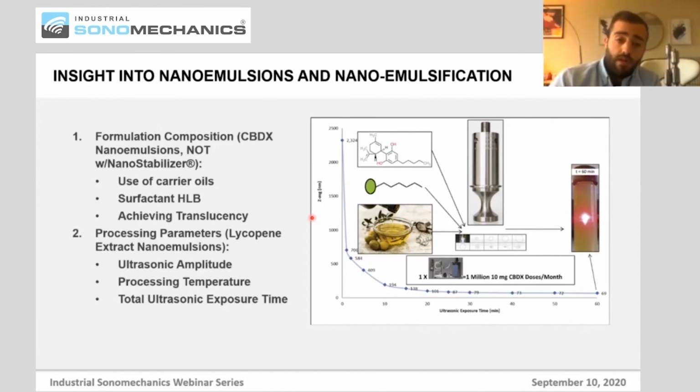For a lycopene extract nanoemulsion, again, lycopene is the chemical or the hydrophobic species in tomatoes and other red fruits and vegetables that give it its red character. And we'll look into how nanoemulsions of this type exposed at different ultrasonic amplitudes and processing temperatures affect what's called the processing rate or the productivity, or in the simplest terms, how much nanoemulsion can I make in a given period of time. So we'll start with our CBD extract nanoemulsions.